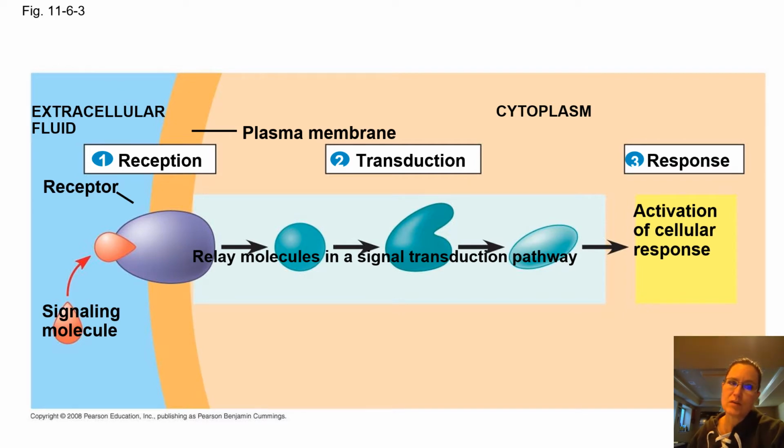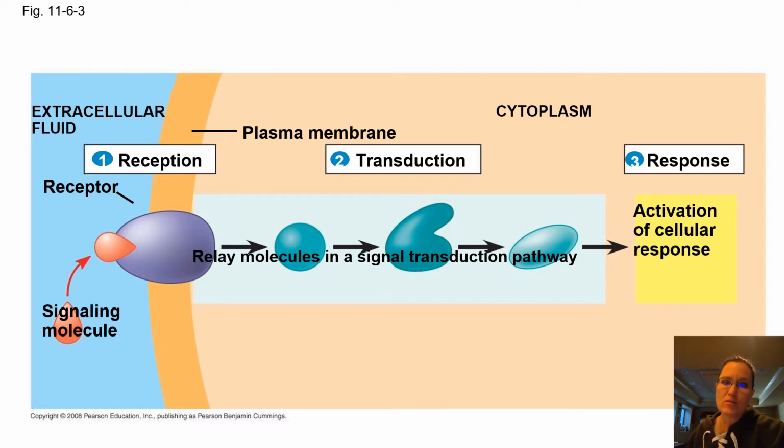The signaling molecule we call a ligand. It is specific to the receptor. And so some cells have the receptor and some cells don't. So even though something might be out in your bloodstream, it won't affect the cells that it's not supposed to because the receptor isn't there.